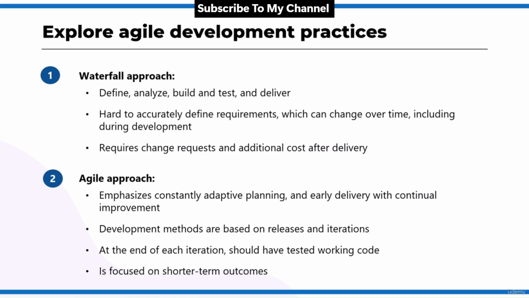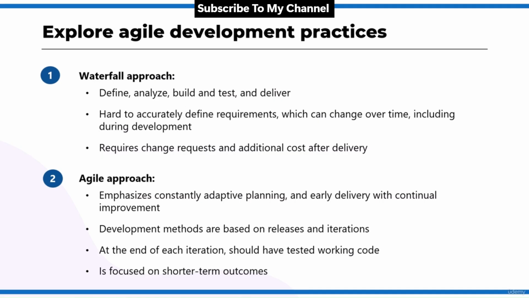Because agile, by comparison with waterfall, constantly emphasizes adaptive planning and early delivery with continual improvement. So instead of going with a step-by-step process like waterfall, agile focuses on early delivery with continual improvement. It means we first build a small prototype of our project, and then we give it to the customer. We take the feedback of the customer, and then we again work on the next piece with those improvements and changes.